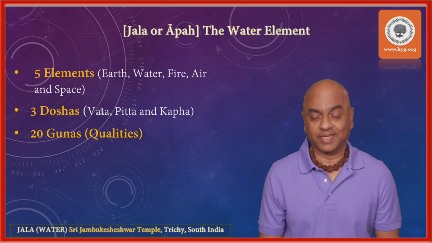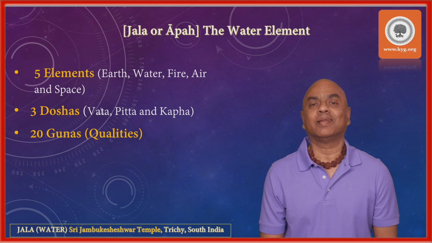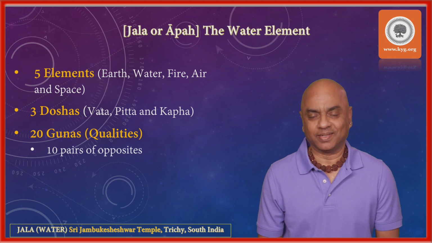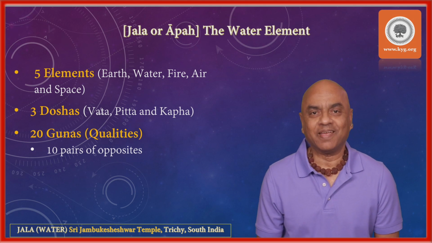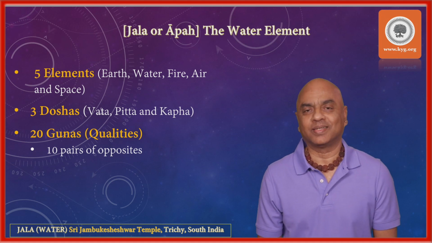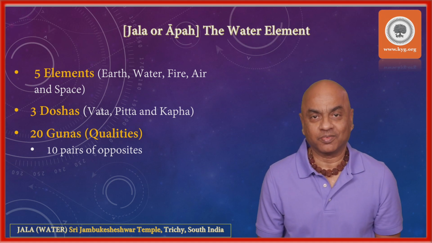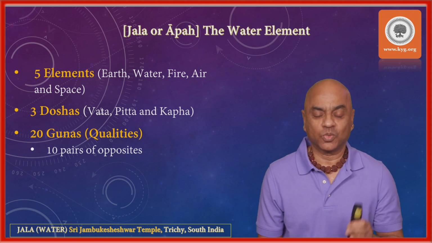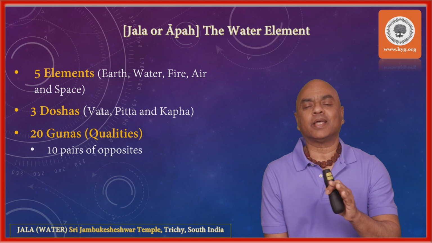You had 5 plus 3, 8, now 20. There's good news here. It's just basically 10 pairs of opposites. So if I say heavy, oh, okay, heavy and light, solid and liquid. See, there you go. 4 is already taken care of, right? Things like that. Okay, sharp and smooth, and so on. So there are 10 pairs of opposites.